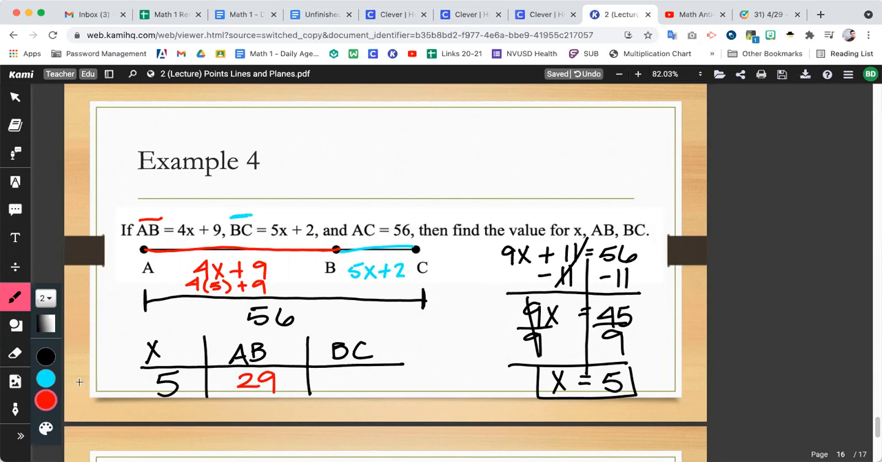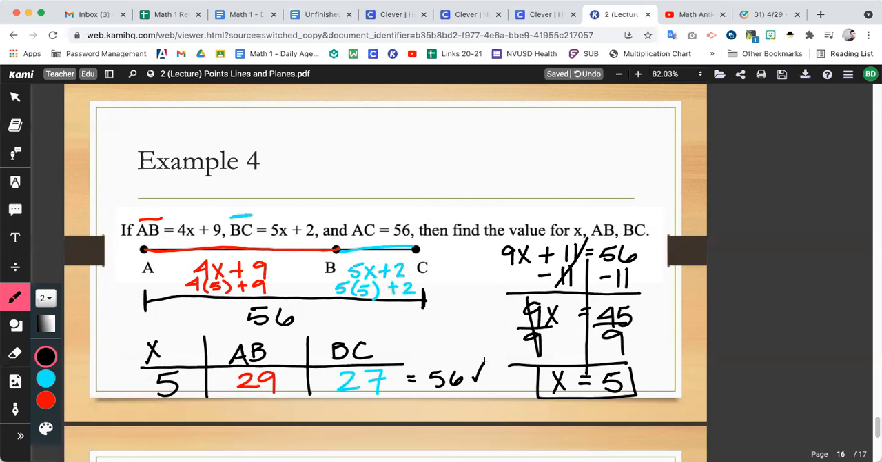Okay, now I'm going to do the same thing for BC. I'm going to plug in 5, and I'm going to add 2. 5 times 5 plus 2. 25 plus 2 is 27. Okay, now let's check. 29 plus 27 equals 56. So I know that I didn't make a mistake.